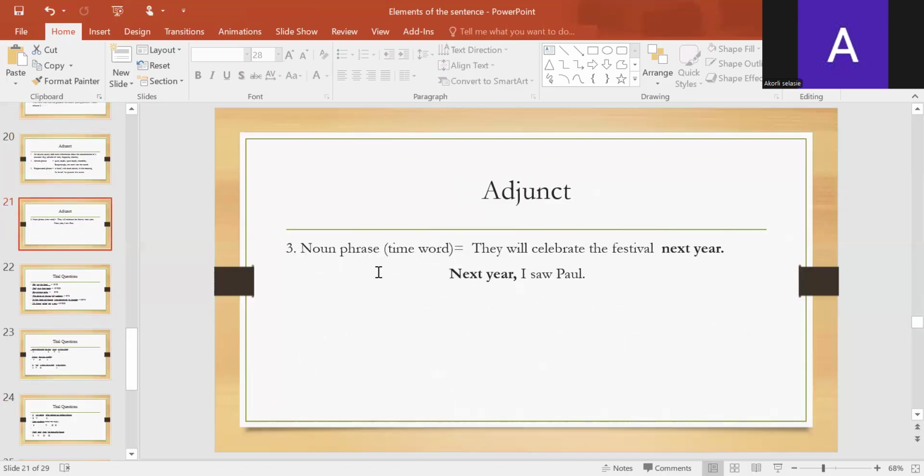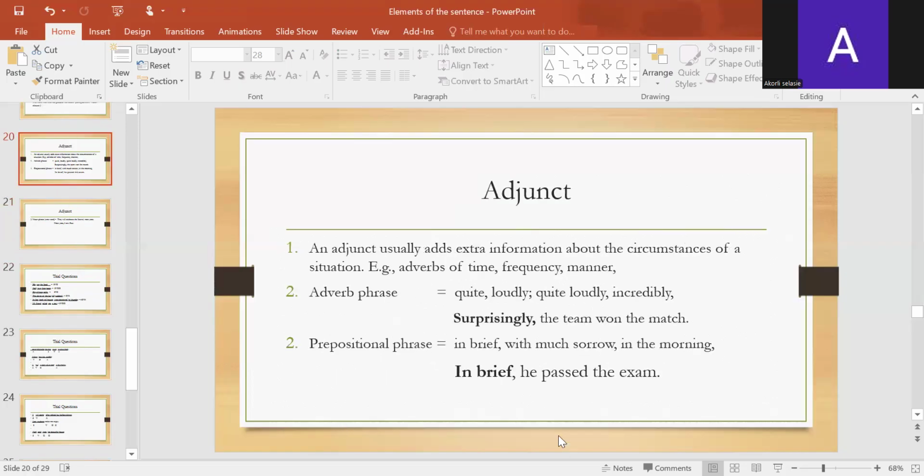Now, the adjunct can also be a noun phrase, which are normally time words, as in next year. They will celebrate the festival next year. So this time word, next year, is an adjunct. Time words like next year are similar to what you saw earlier: in the morning, 2 years ago, before. Let's come back to prepositions: before, after, in the morning, and so on and so forth. All are what? Prepositional phrases.